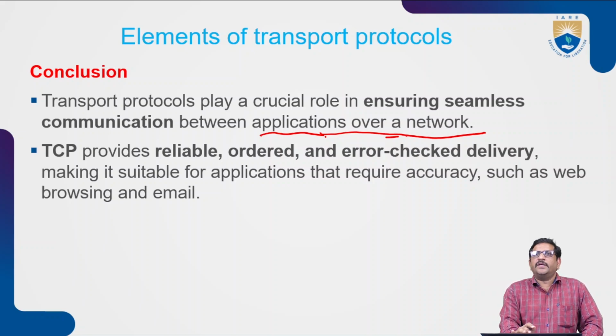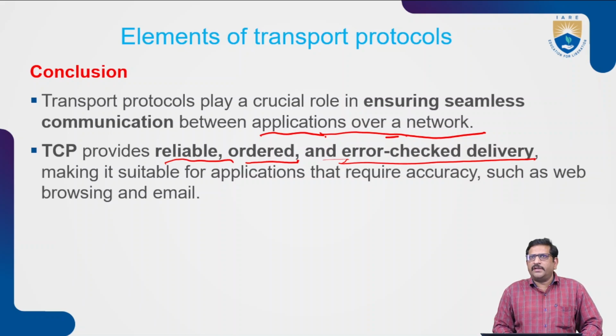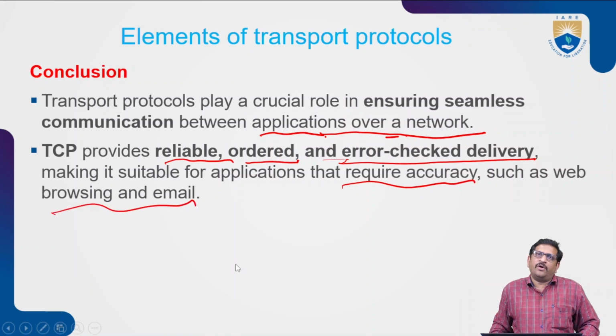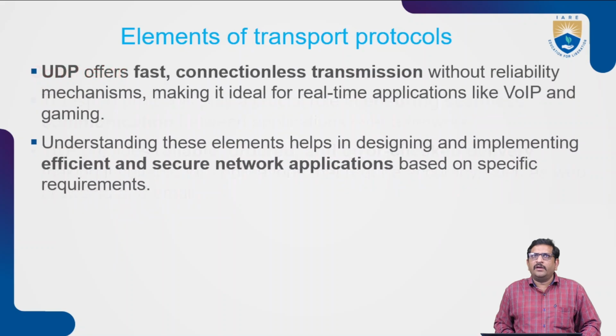Data can be transferred in sequencing order, and error-checked delivery can be done here. It is very reliable, and data is sent in sequencing order. Errors are checked and the data is delivered to the destination, making it very suitable for applications that require accuracy, such as web browsing and emailing, where we use the TCP protocol, supporting TCP/IP along with the Internet Protocol. So this is about the elements of the transport protocol.